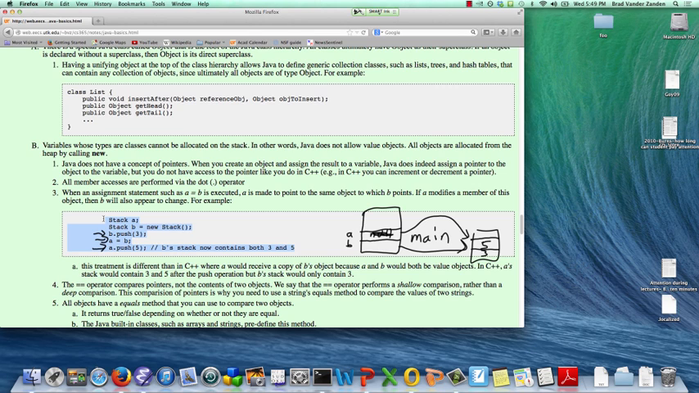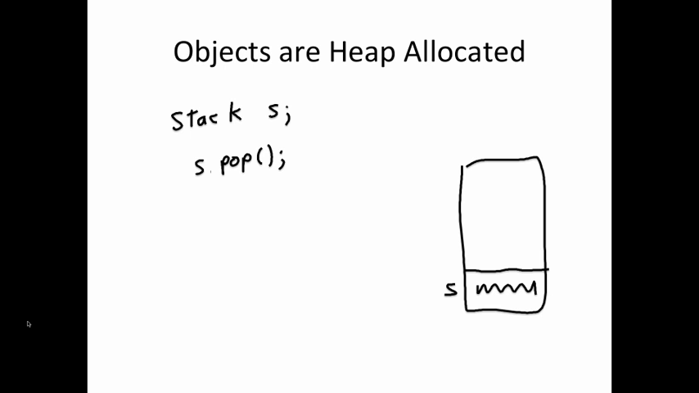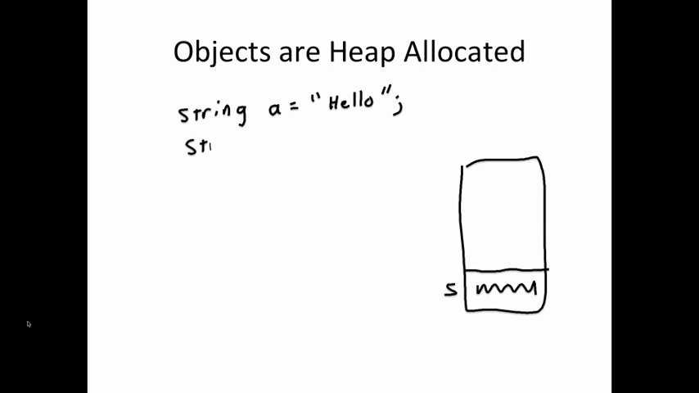Another difference that you need to be aware of is that because your objects are pointers, you need to make sure that when you compare them, you use the dot equals method rather than equal equal. So going back to our slide for a moment, let's say that we declare two strings. String A equals "hello", and String B equals "hello".